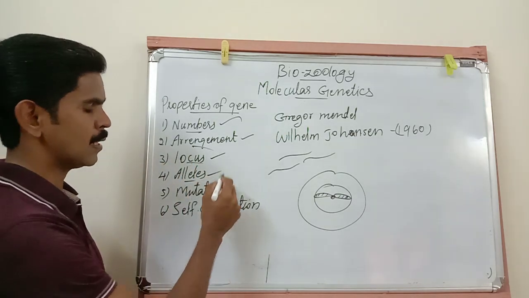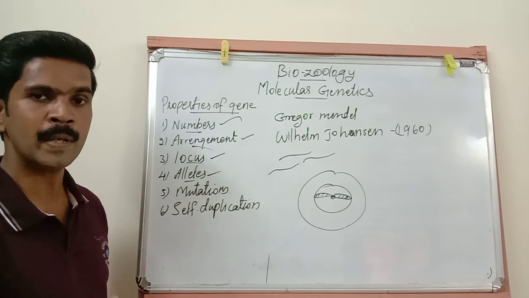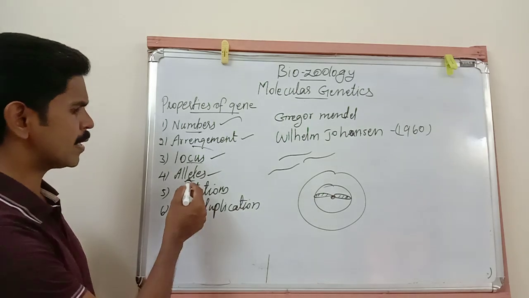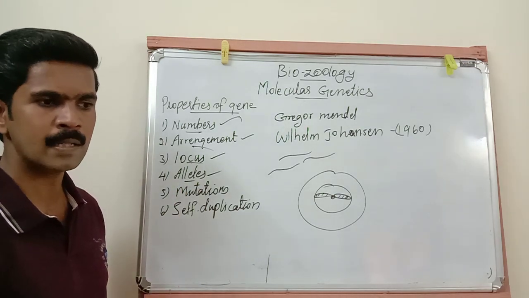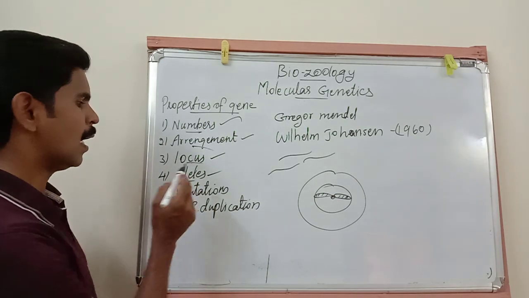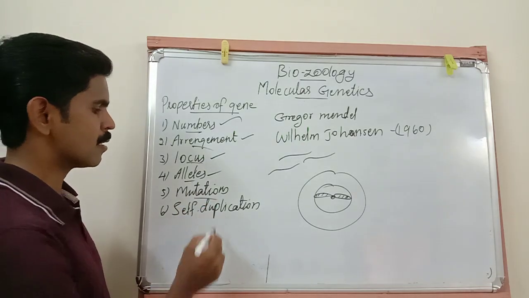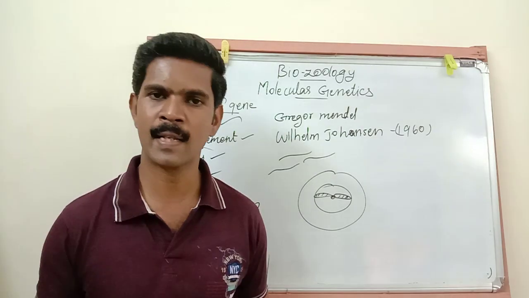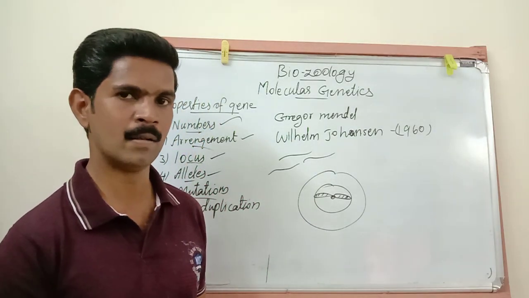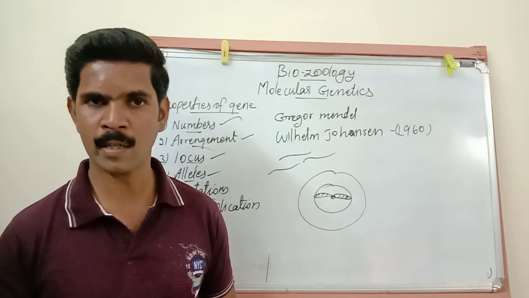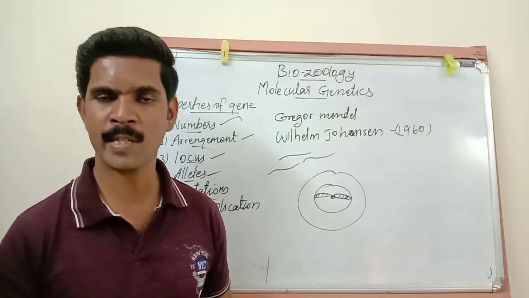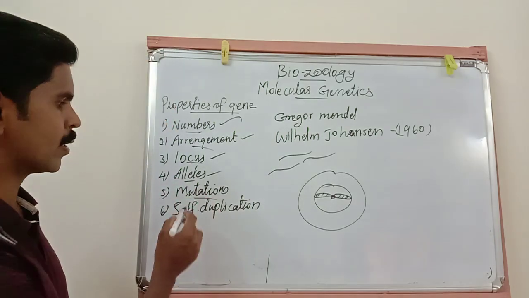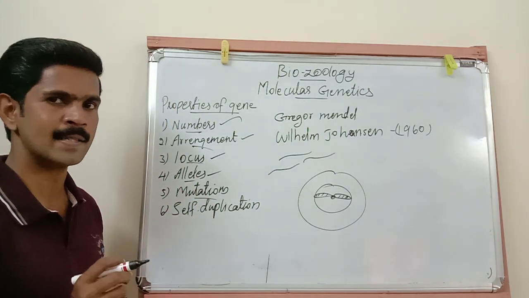The next one is alleles. All the genes may exist in some alternative forms, so it is called alleles. The alternative form of a gene is called an allele. And the next property is mutation. Listen very carefully. The genes may undergo a sudden change in their structure or in their composition. So sometimes the genes undergo changes in their structure or composition. This is called mutation. So mutation means sudden change.